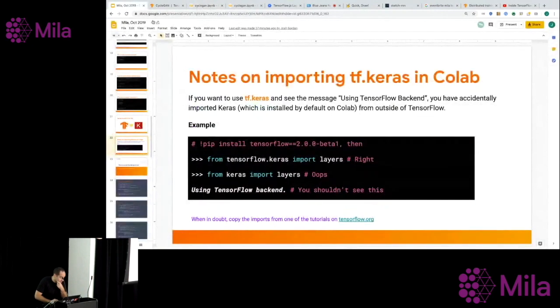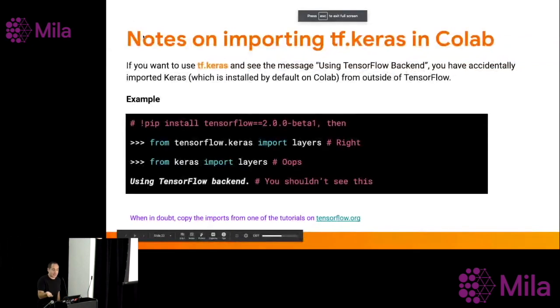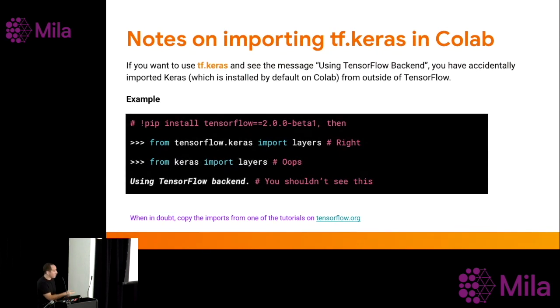If you're new to this Keras stuff and you want to try it out, what you don't want to do is import Keras. If you do that inside Colab, you're going to import the reference implementation, which is multi-backend Keras. Basically, what you want is from TensorFlow import Keras. And I see students make this mistake all the time. It's our fault for having Colab set up the way it is. You just want to keep your eyes out for using TensorFlow backend. If you see that there's something wrong with your imports, just copy the imports from our tutorials and you should be good to go.